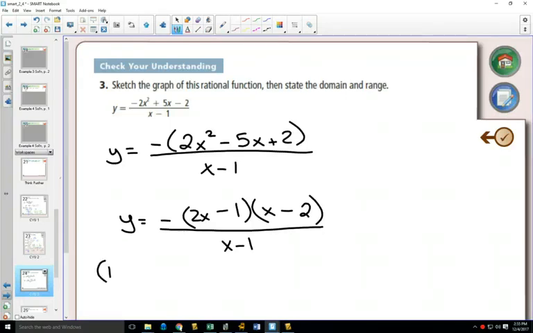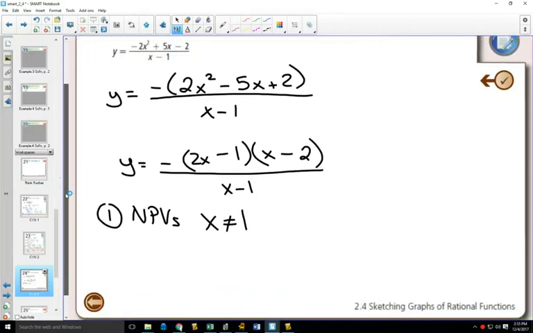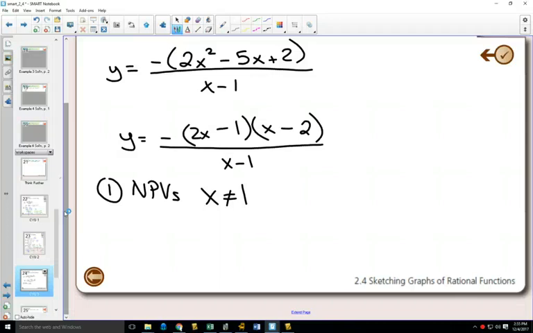So step 1, non-permissible values. Do we have any? X can't equal 1. Is that going to be a hole or a vertical asymptote? Vertical asymptote at x equals 1.